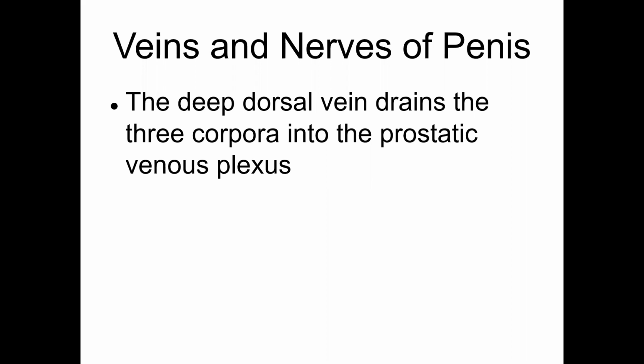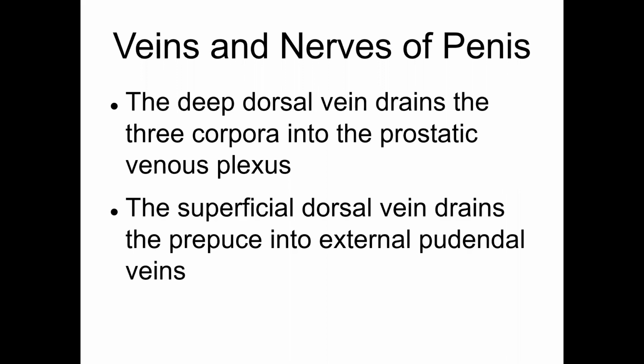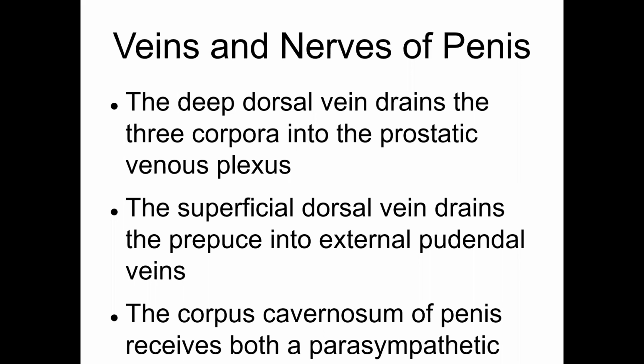The deep dorsal vein drains the three corpora, the corpora cavernosa and corpus spongiosum, into the prostatic venous plexus. The superficial dorsal vein drains the prepuce into the external pudendal veins, which then join the saphenous vein to enter the femoral vein. The corpus cavernosum of the penis receives both parasympathetic supply for vasodilatation and sympathetic supply for vasoconstriction, and there is also the dorsal nerve, which is sensory to the glans and the penile skin.